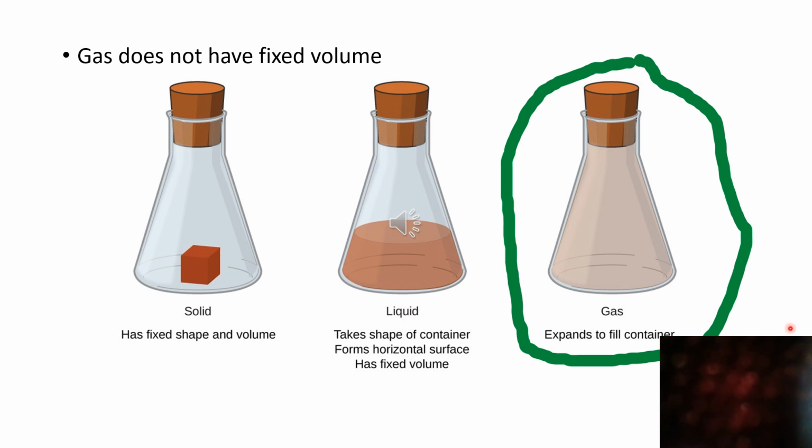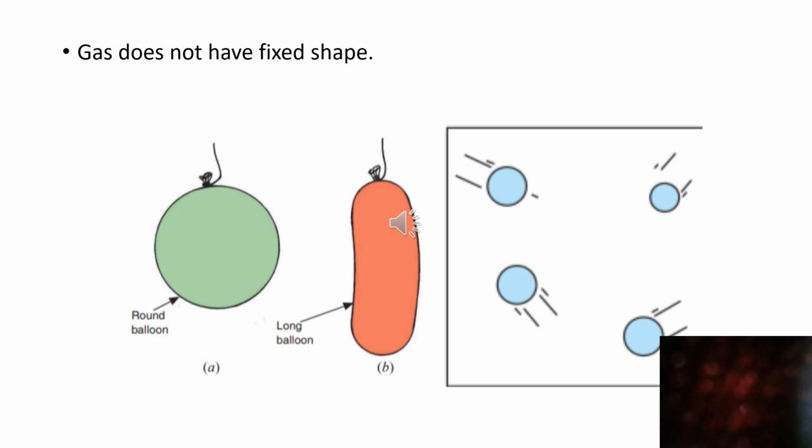Not like solid and liquid, it has fixed volume. Okay, next, properties of gas. Gas does not have a fixed shape. Why does gas not have a fixed shape?